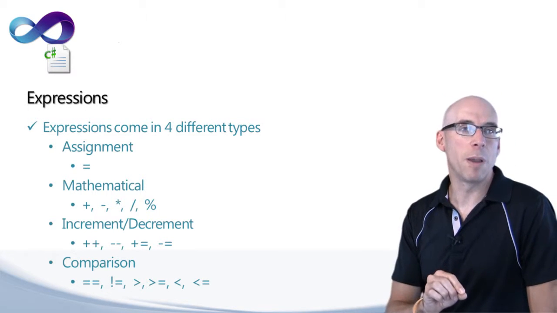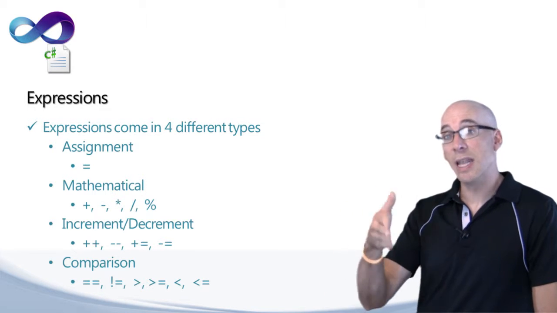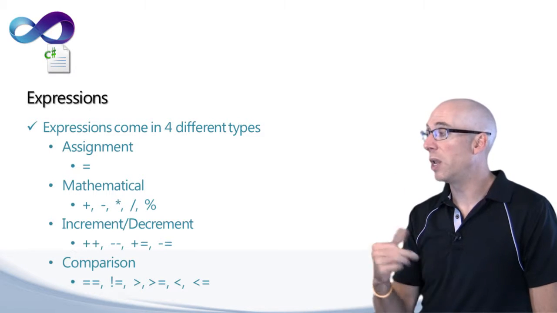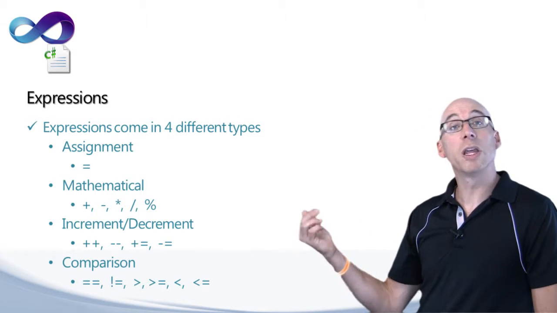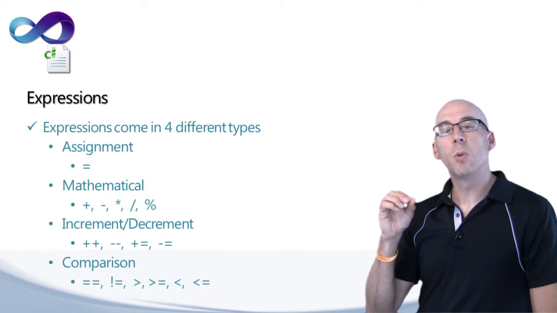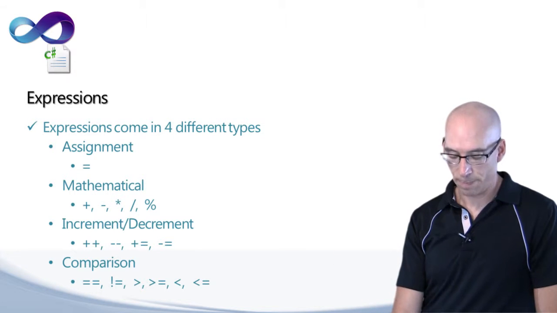And the way I always remember this is if I wanted to say it's not equal, is this not equal to another one? Then I use the bang or the exclamation point and an equal. Then you have your greater than or equal to, less than or equal to. So we have a lot of different types of expressions that we're going to work with.